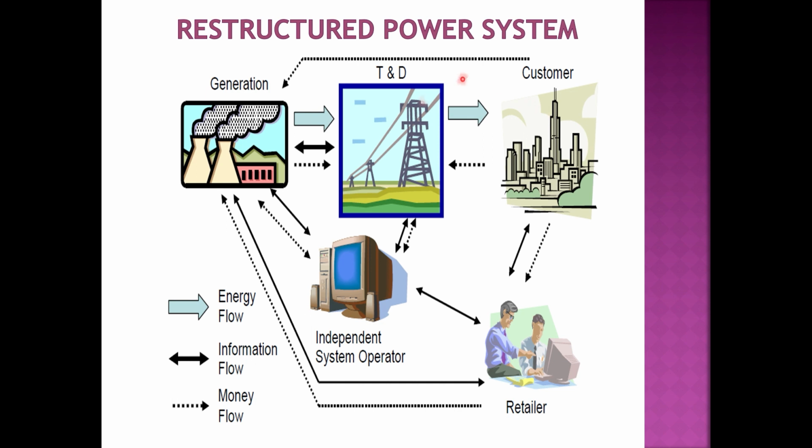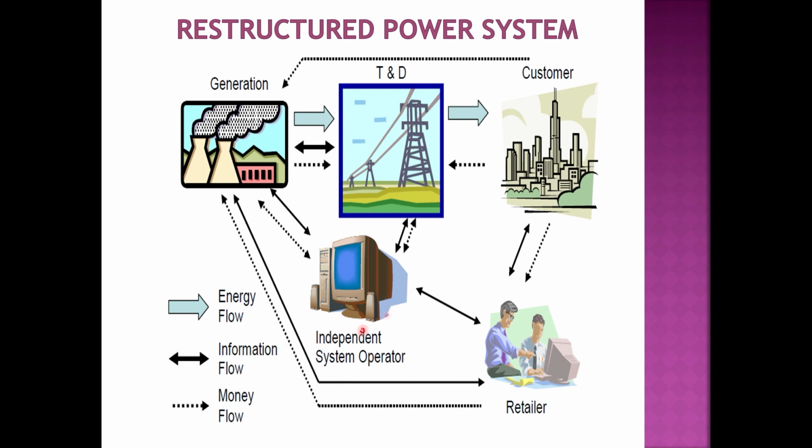Whereas the information flow, observe here, goes from generation to transmission and distribution. It is also sent to the independent system operator, and from the customer to the retailer. The money flow and information flow are in different directions. That is, it introduces competition in generation, transmission and distribution, and provides better output, that is, better power supply to the consumer.